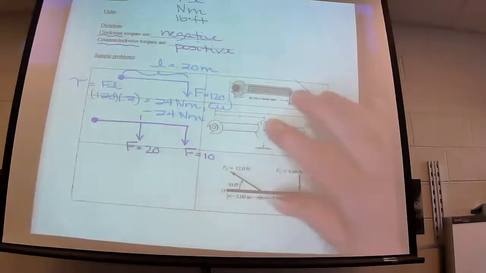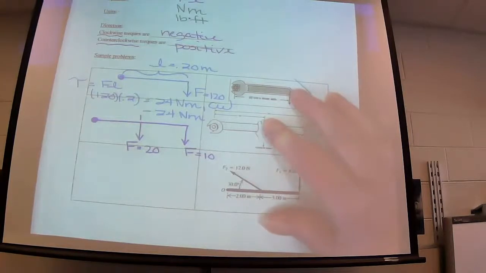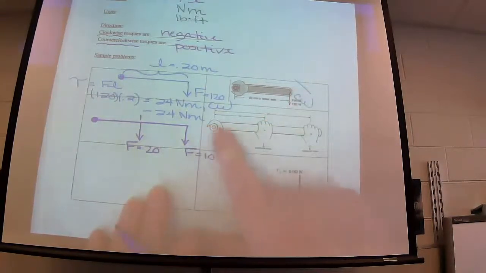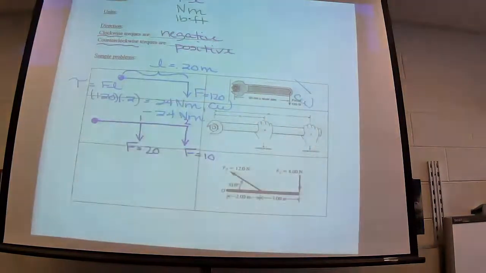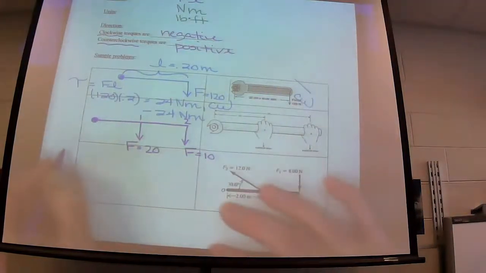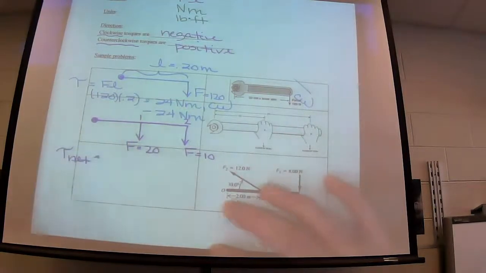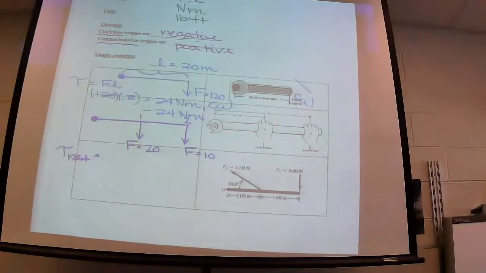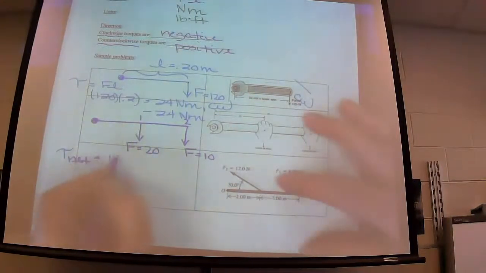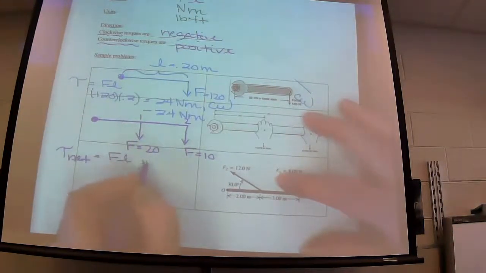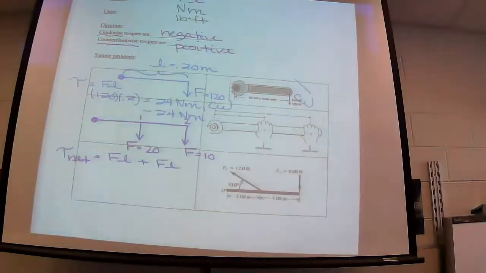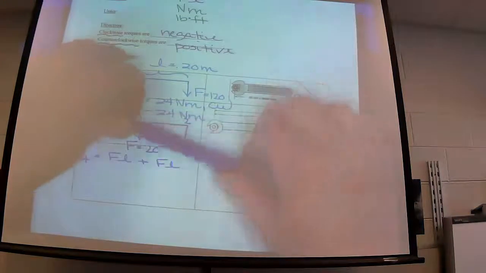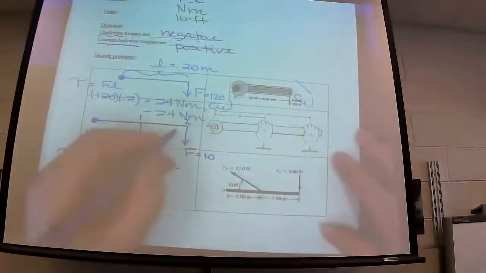That'll be easier than making a bunch of brackets. And then I need to know the position of the second hand. That's 2 feet, so I'll just put a 2 here. All right, so now I'm going to have net torque. Net torque means that I have more than one torque happening at the same time. So it's going to be the FL of the first torque plus the FL of the second torque. And both of these hands are making it go clockwise.